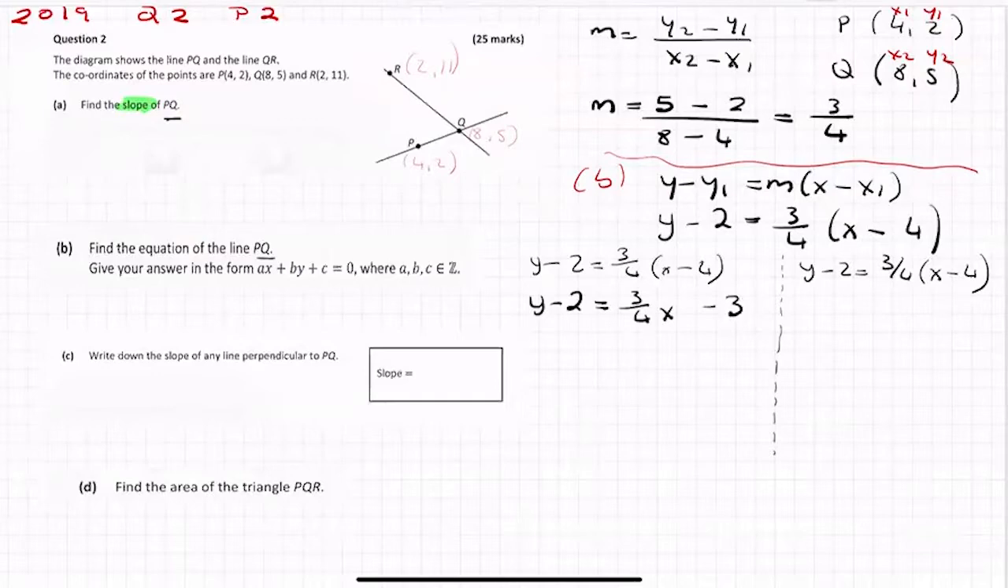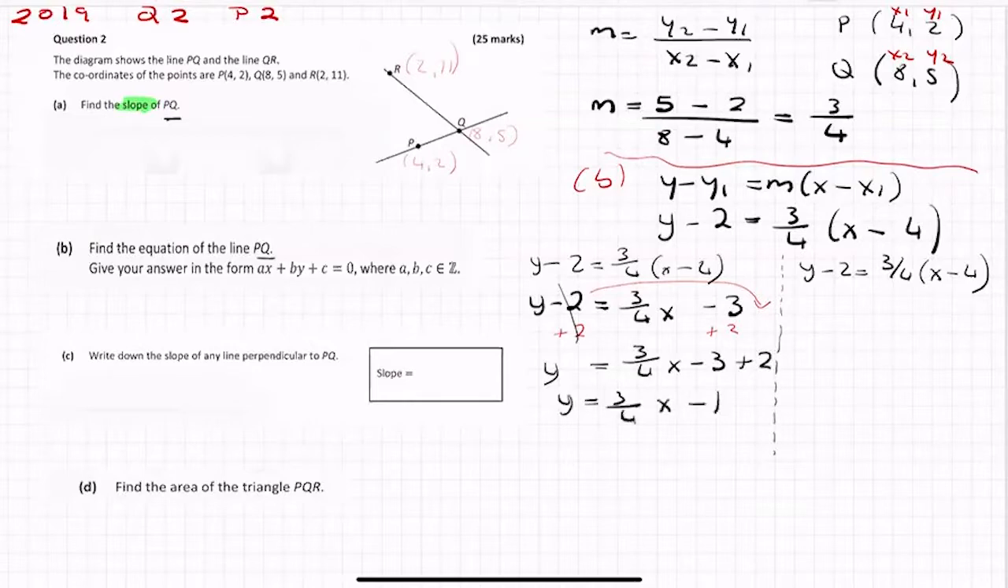I then need to merge the two numbers. So I tend to bring that minus 2 over this side, or you could plus 2 to both sides, whatever way you've been shown how to do that. But either way, you get y is equal to 3/4 x minus 3, and it becomes a plus 2 when you bring it over. So y is equal to 3/4 x minus 1. Okay, so that's the answer to the equation.